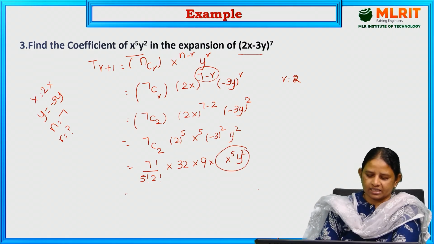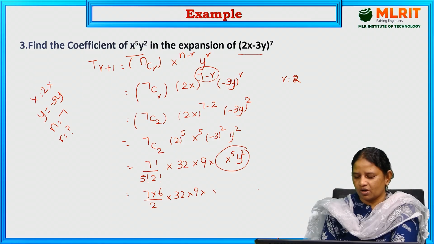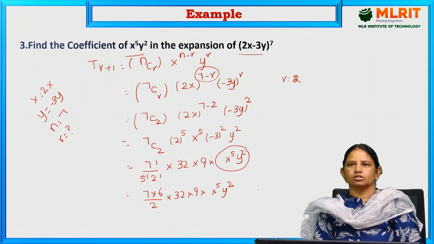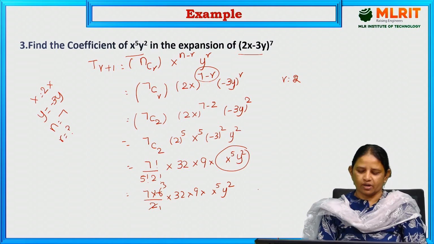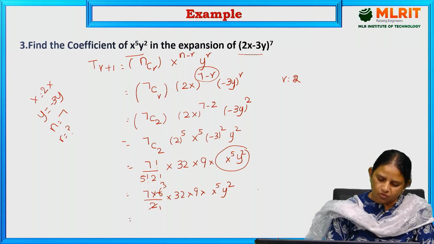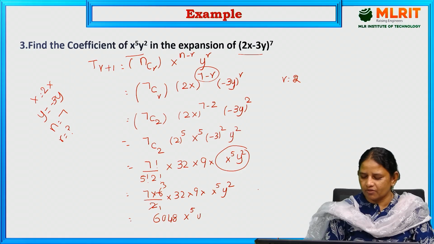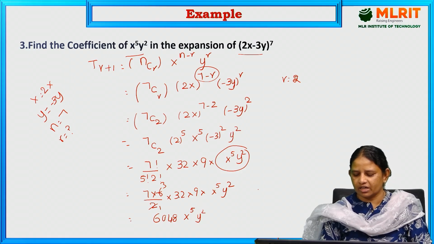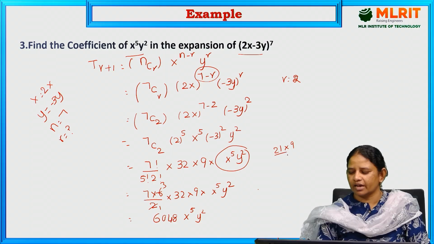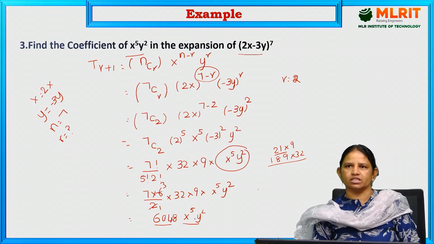Now we need to calculate this value. 7 gets cancelled: 7 into 6 divided by 2, into 32, into 9, into x to the power of 5 y square. So 2 ones are 2, 2 threes are 6. So 21 into 32 into 9. We need to multiply all the terms. After multiplying, 7 into 3 is 21, 21 into 9: 9 ones are 9, 9 twos are 18, so 189, into 32. We'll get 6048, which is the coefficient of x to the power of 5 and y square.